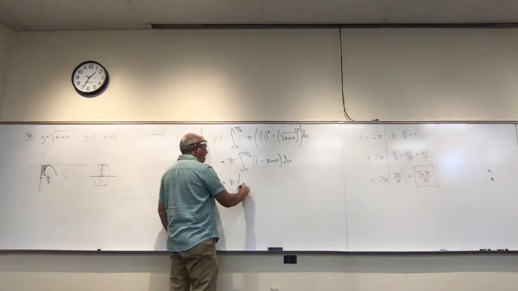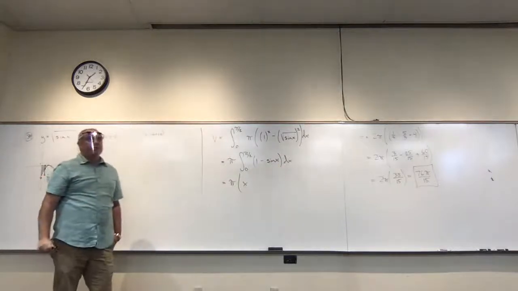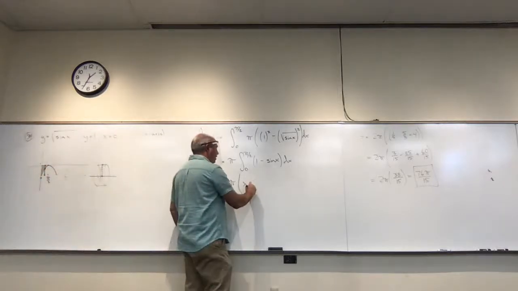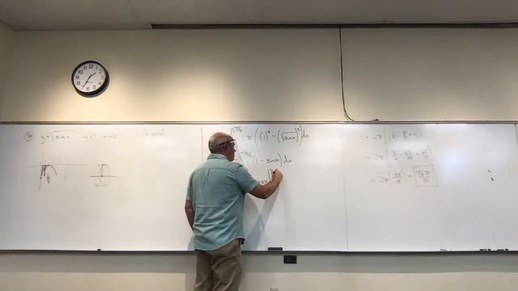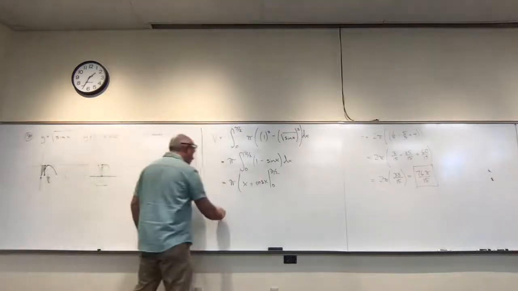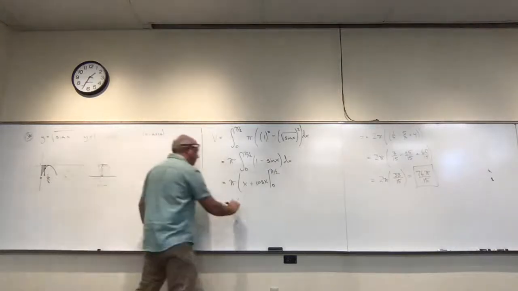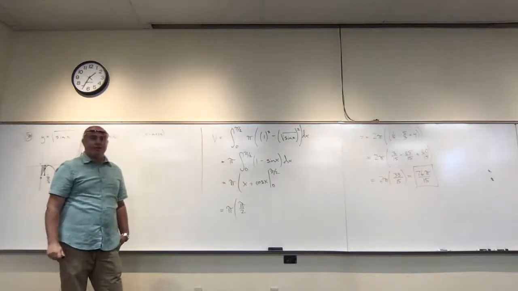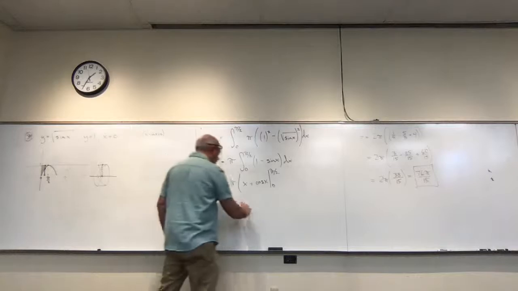Antiderivative of 1 is x. Antiderivative of negative sine of x is what? Positive cosine, right? Positive cosine. So this is plus cosine of x evaluated from 0 to pi over 2. Now we can plug things in. Pi hangs out. Plug in the pi over 2 and I get pi over 2 for the x. And then cosine of pi over 2 is otherwise known as 0, right? So plus 0.